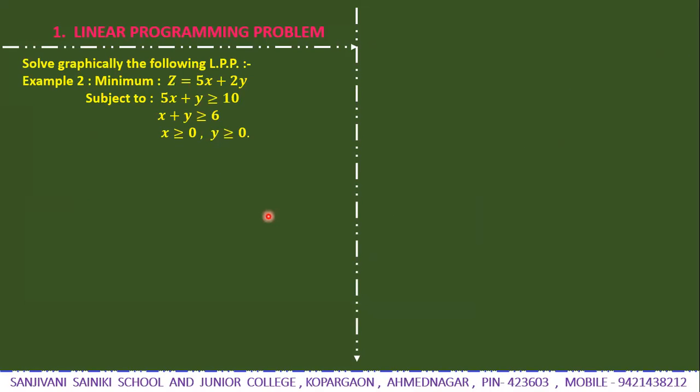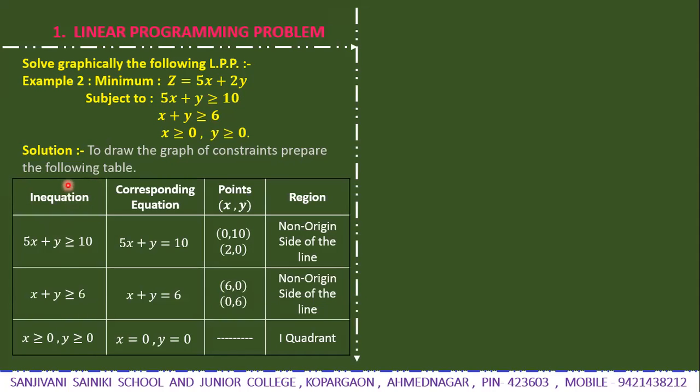Now look at the second example. Minimize the objective function Z is equal to 5x plus 2y, subject to 5x plus y is greater than or equal to 10, x plus y is greater than or equal to 6, x is positive, y is positive. So to draw the graph of the constraints, prepare the following table. So these are the inequations. First of all, we will consider the first inequation, 5x plus y is greater than or equal to 10.